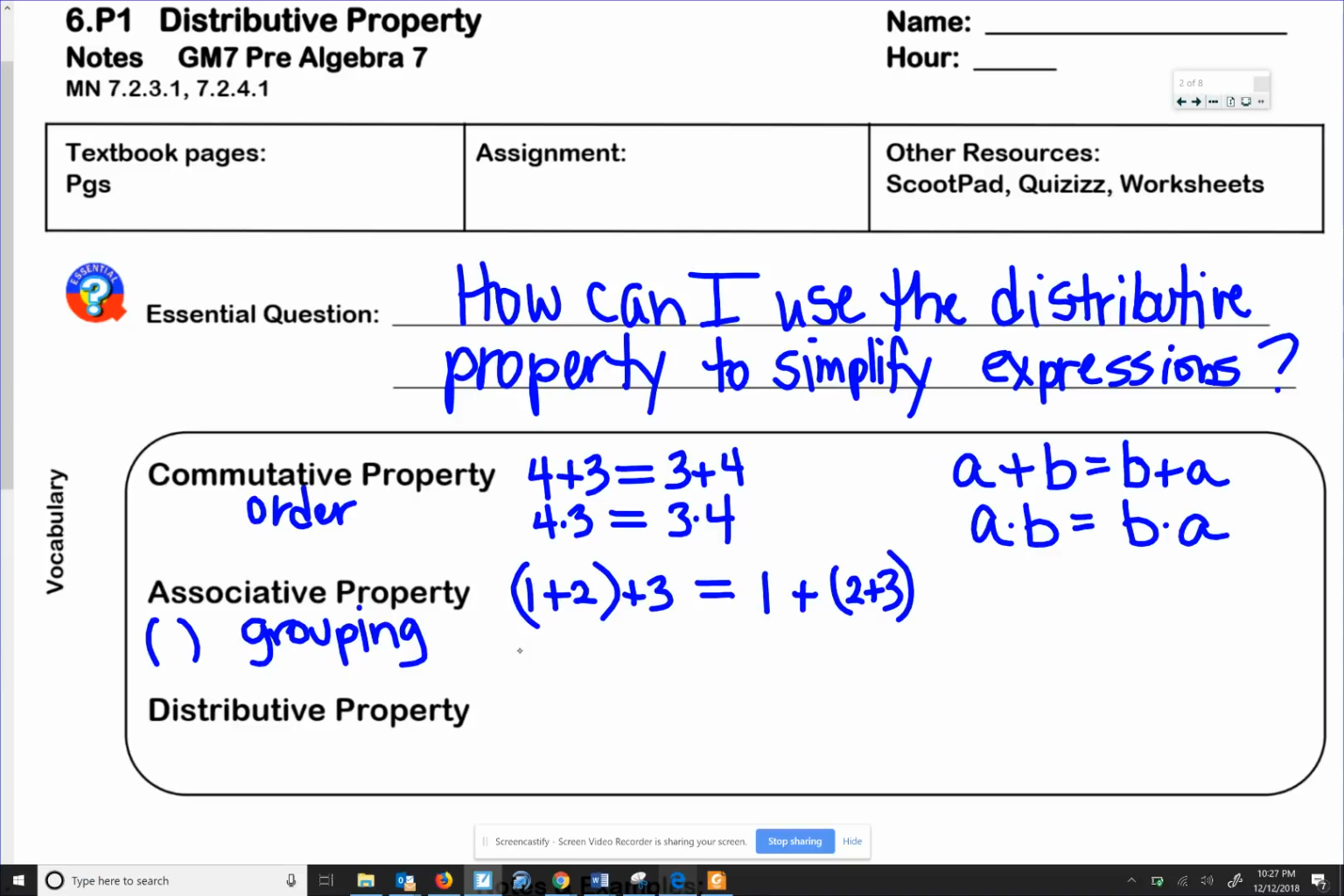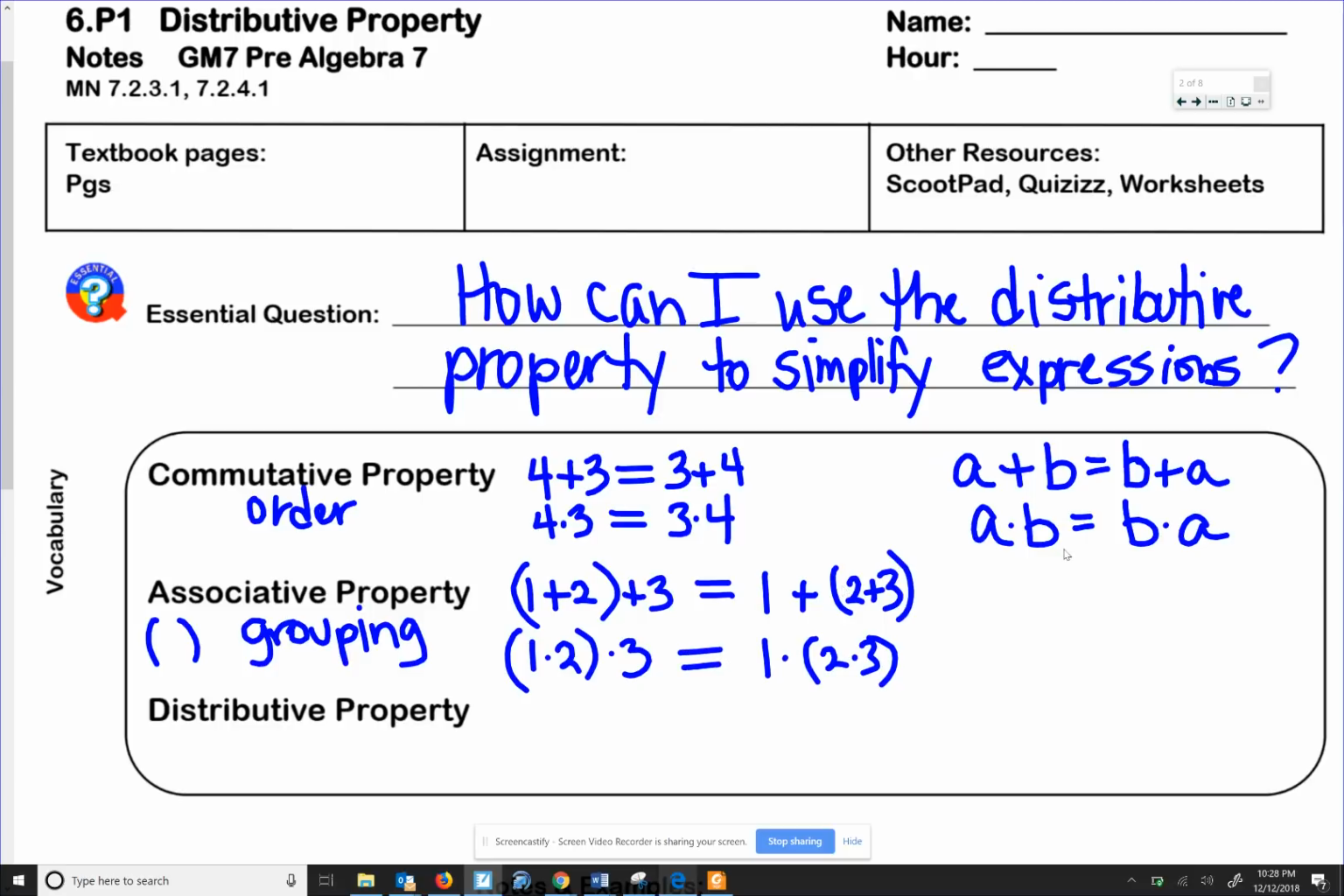Okay? Likewise, if I was multiplying and I said take 1 times 2 in parentheses times 3. 1 times 2 is 2, times 3 is 6. Oh, this is weird because I get the same value. And I take 1 times the quantity 2 times 3. That gives me a value of 6.